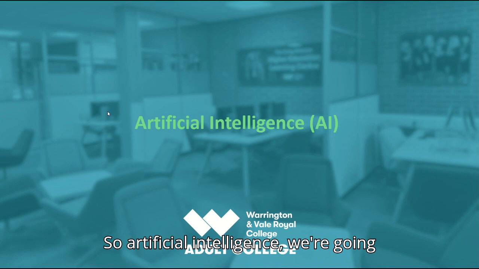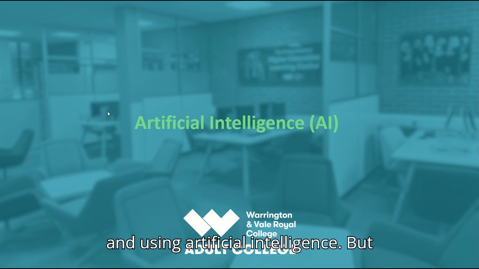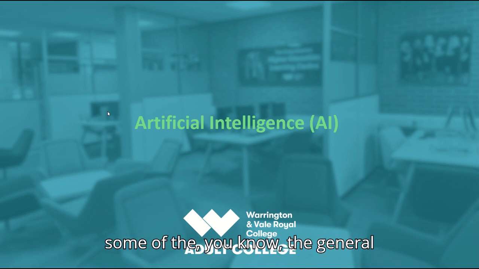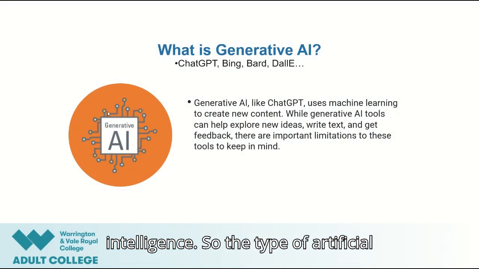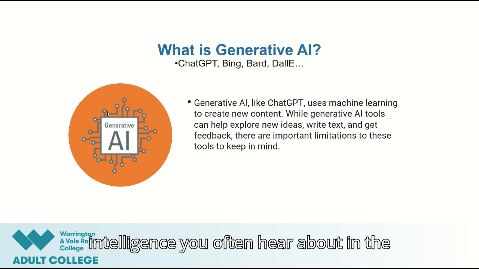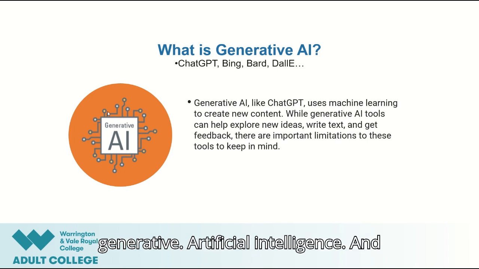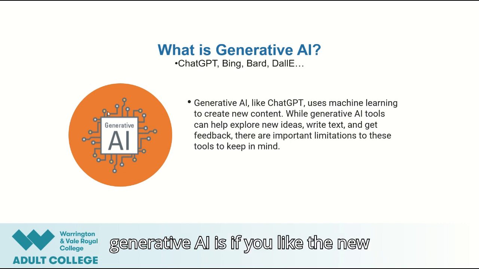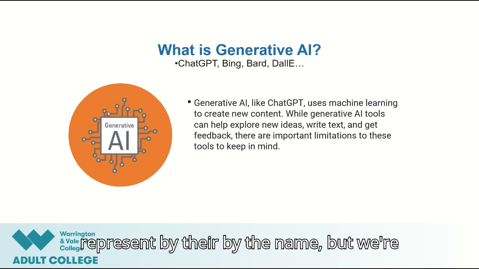So, artificial intelligence. We're going to have a look in a bit at applications and using artificial intelligence. But before we do that, let's just look at some of the general information you need to know about artificial intelligence. The type of artificial intelligence you often hear about in the press these days is what's referred to as generative artificial intelligence. And generative AI is, if you like, the new generation. That's pretty well what you can represent by the name.